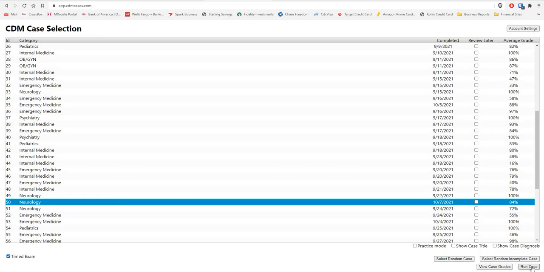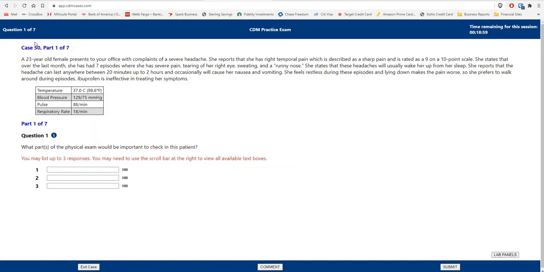All right, so we're going to run this case. There's going to be 7 parts, as you can see here. So let's just go through it. A 23-year-old female presents at the office, severe headache. She has right temporal pain. So it's sharp, 9 out of 10 on the pain scale. She's had seven episodes over the last month. Severe pain, tearing her right eye, sweating, runny nose.